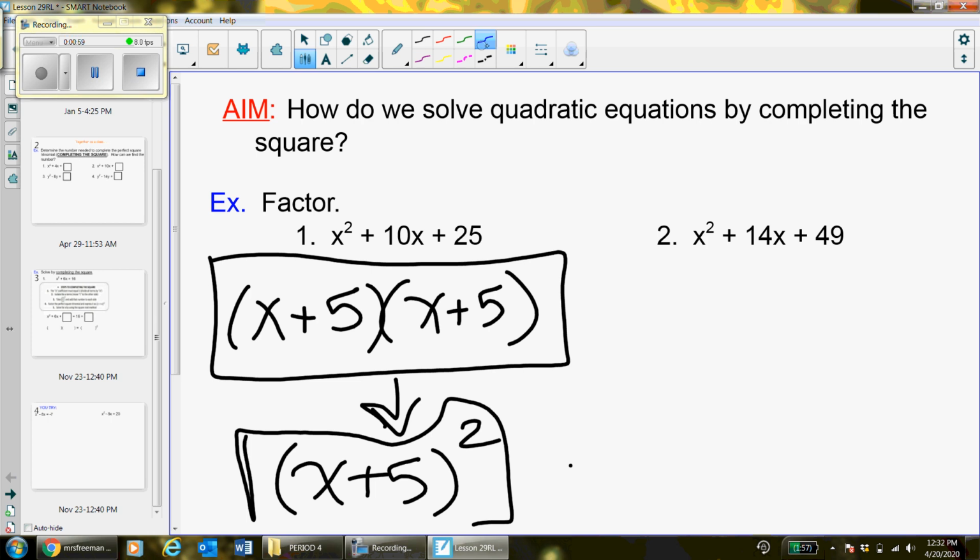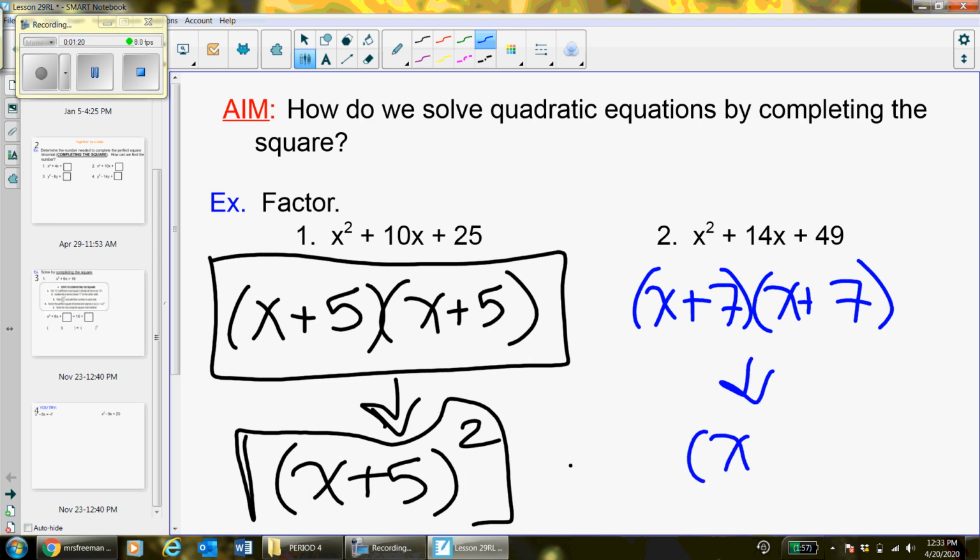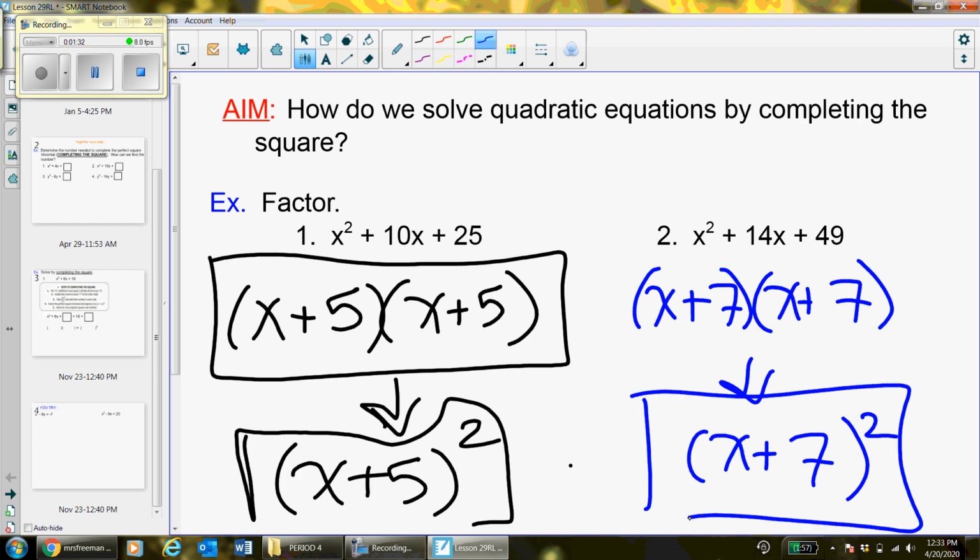All right, so question 2. X squared plus 14x plus 49. So what are the factors of 49 that add up to 14? Well, I know that 7 times 7 is 49 and 7 plus 7 is 14. So this is x plus 7 and x plus 7. This can also be written as x plus 7 squared. Okay, so those two are factored.